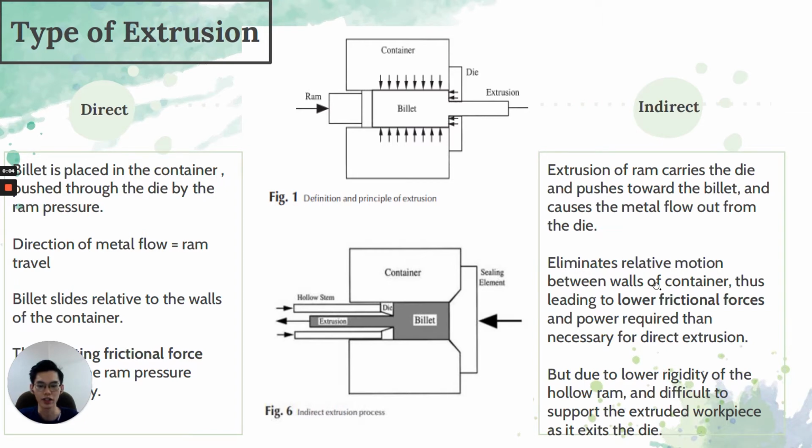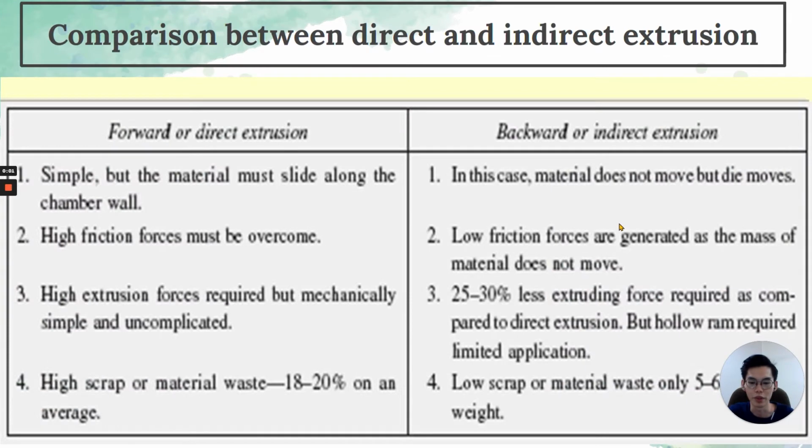In indirect extrusion, the ram carries the die and pushes toward the billet, which causes the metal to flow out from the die. Because the material does not move, this eliminates the relative motion between the walls of the container. As a result, lower frictional force and lower power are required. But due to the low rigidity of the hollow ram, it is difficult to support the extruded workpiece as it exits the die. Here shows the comparison between the direct and indirect extrusion process.